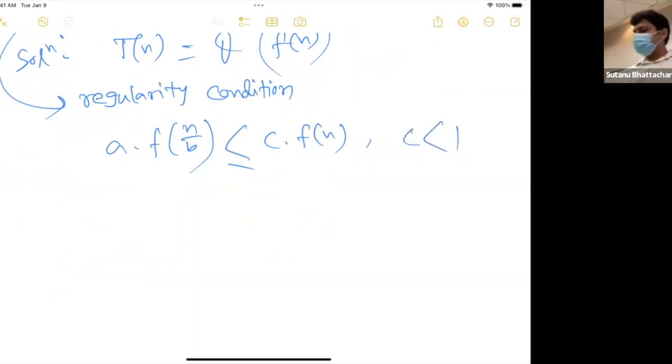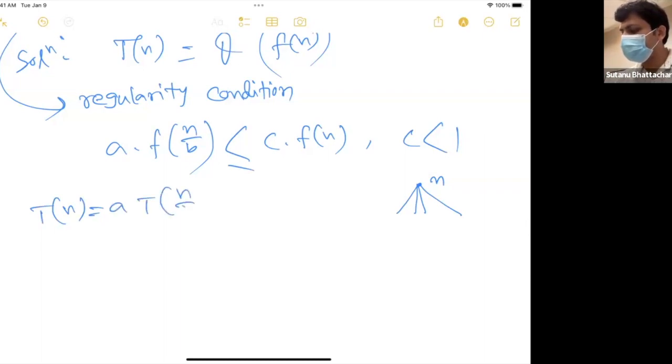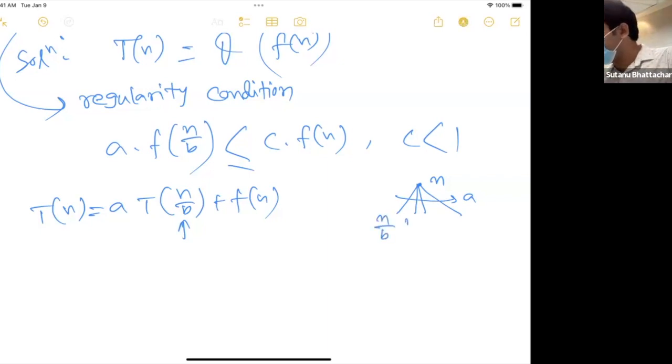What does that mean? So how do you divide the problem? The initial problem is of size n. You divide it into multiple subproblems. So how many subproblems are there? You know that: T(n) = aT(n/b) + Fn. Which variable represents the number of subproblems? A. I don't know the value of a. In case of binary search, it is 1. In case of merge sort, it is 2. So the number of subproblems is a. And each subproblem is of size n over b.